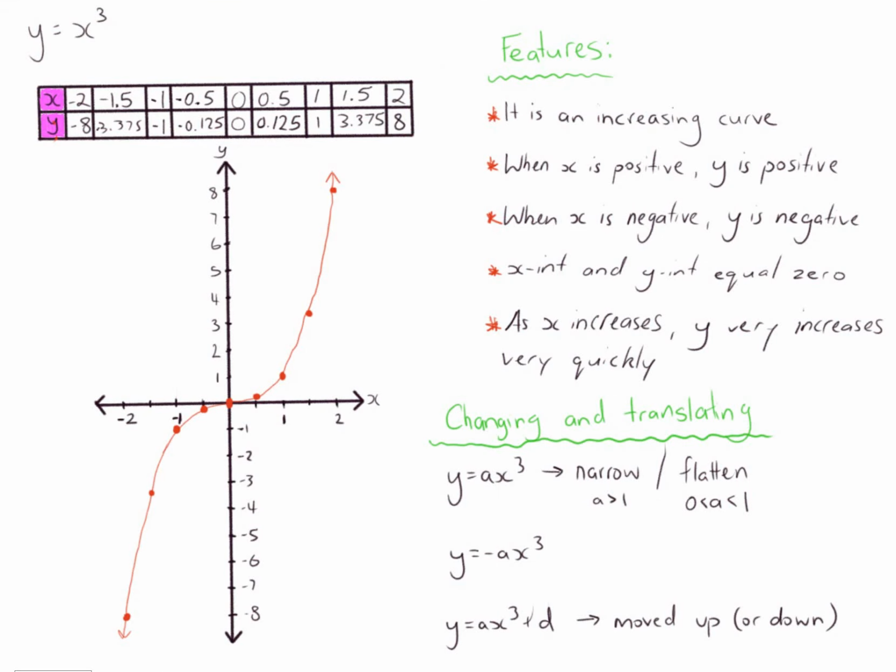So just summarizing, if we make our cubic negative, it's been reflected in the x-axis, and we could say that it is a decreasing curve, okay, as opposed to our standard cubic, which is an increasing curve.